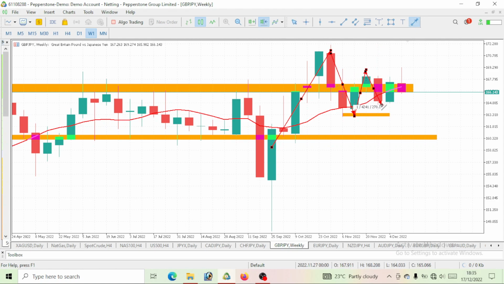Here comes a pullback on this GBPJPY. This pullback failed to break this previous low here. The pullback got to this level, and guess what we had again? A new high was made. If you zoom in properly, you see that this new high broke this previous high.